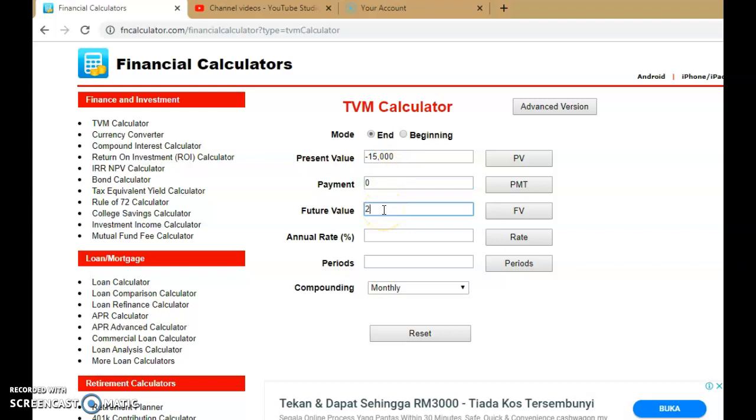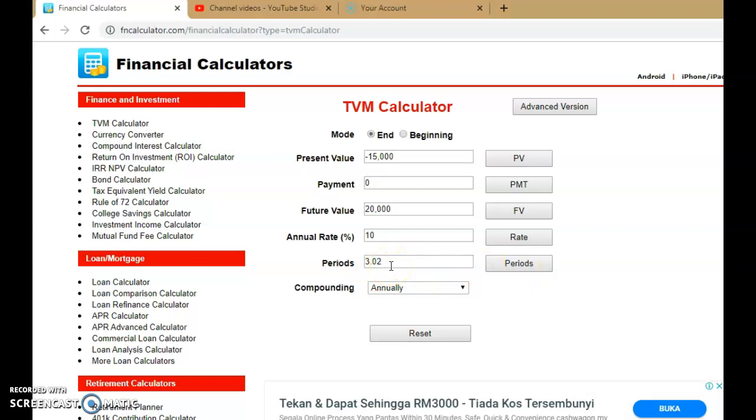Then future value is 20,000. The annual rate is 10%. Just put 10, don't put percent here. The period is what you want to solve. So the three known elements are present value, future value, and the annual rate. Now note this, this is monthly, change it to annually, because this interest is earned or compounded per annum, or per year. Alright, then you click on periods and it gives you 3.02.